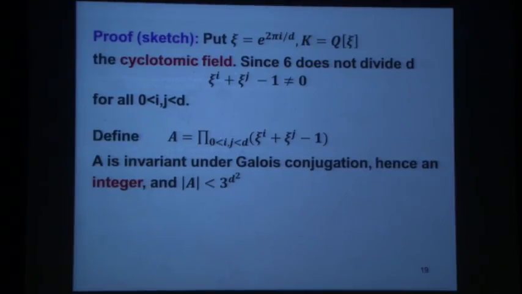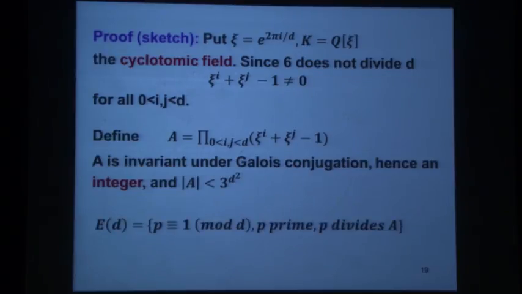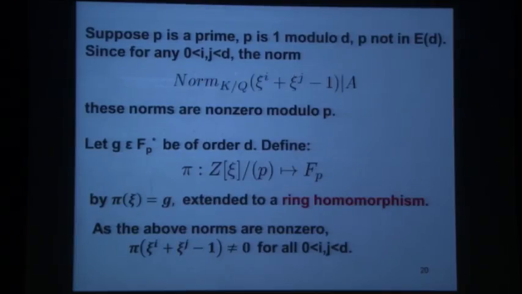So it's not too big. And the bad primes, so this E of d will be all the primes, even all the primes which are 1 modulo d, which divide it. So there aren't so many of them, right, because the number is not so big. And now the claim is that if p is any prime which is 1 modulo d and is not in this exceptional set, then this subgroup of size d is a good subgroup.